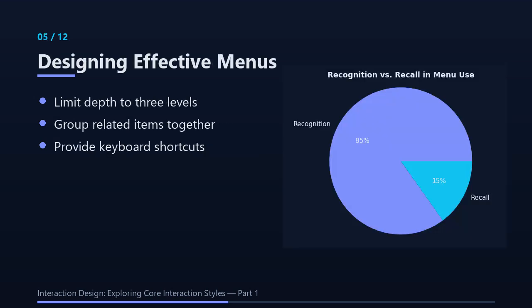When designing menus, the goal is to keep them intuitive while minimizing the number of clicks. Research suggests limiting menu depth to 3 levels. Deeper structures become hard to navigate and increase cognitive load.